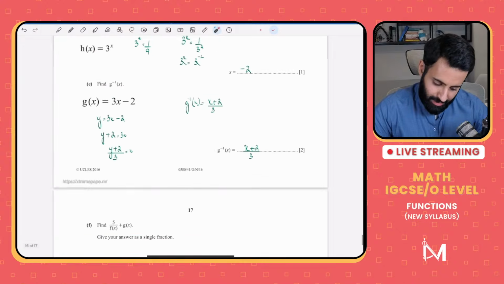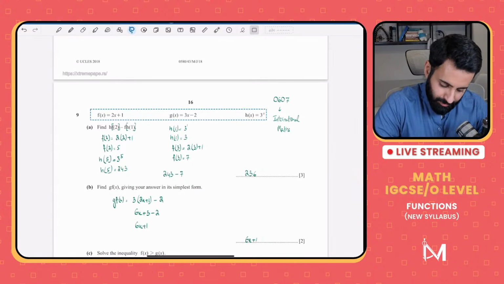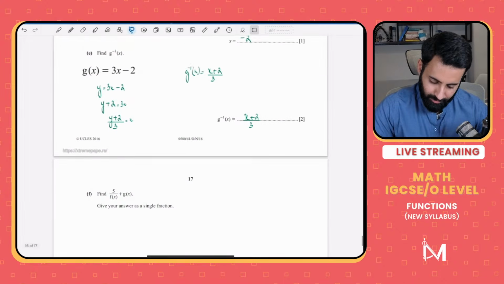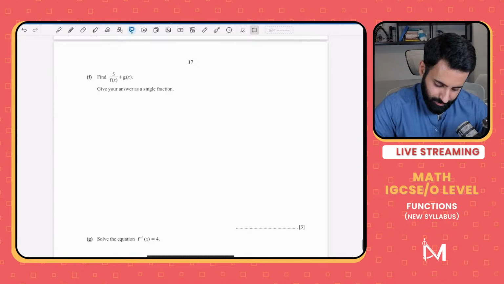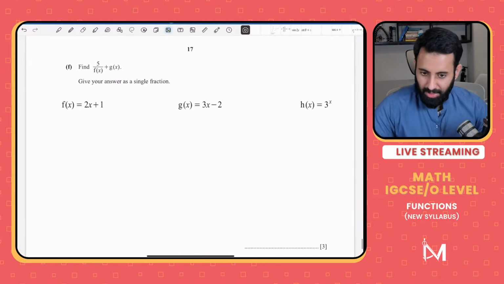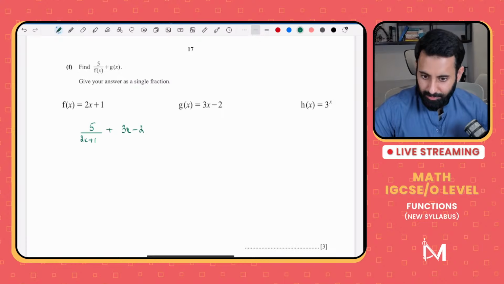It says find, let me copy paste this. Okay. So this is more like an algebra question. You can expect a question like this in paper 1. I mean in the non-calculator paper. So 5 upon 2x plus 1 plus g of x, which means 3x minus 2.